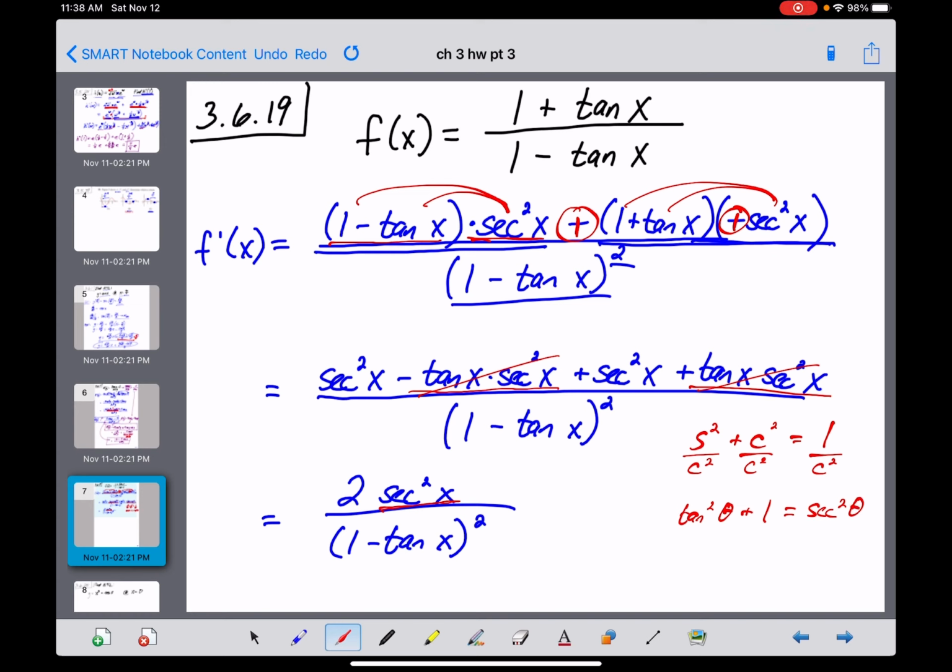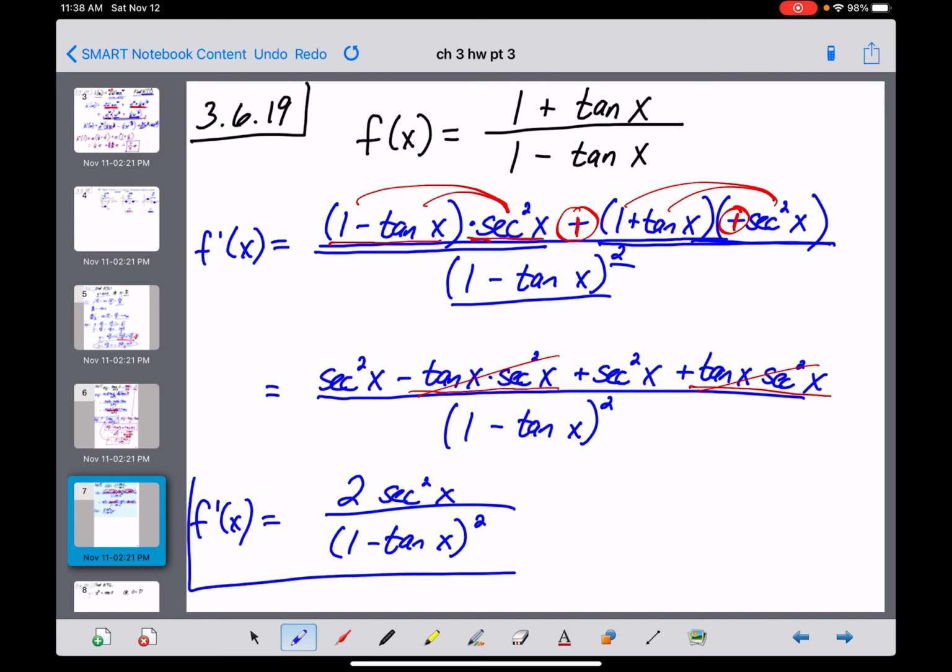Okay, and here's where we ran out of luck, guys. I was hoping that secant squared would maybe be replaced by a 1 minus tangent squared, but nope, it's tangent squared plus 1. So nothing actually cancels out even if we were to replace that, and that is why the people who wrote the solutions manual apparently actually know what they're doing, and this is the right answer here, guys, and I don't believe it gets any simpler than that. Our derivative is 2 secant squared of x over 1 minus tangent of x, quantity squared, and that's number 19.